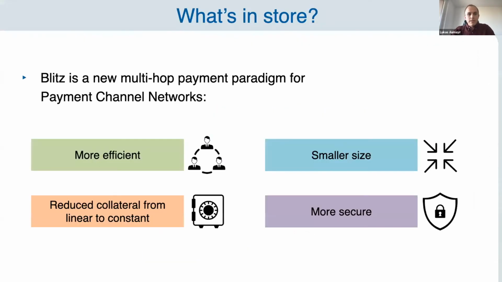So what is Blitz? Blitz is a new multi-hop payment paradigm for payment channel networks that is more efficient, reduces the collateral lock time from linear to constant, reduces the contract size, and is more secure against certain types of attacks compared to current payment channel network payment solutions.